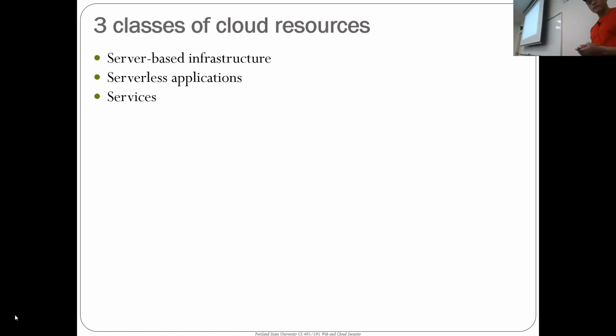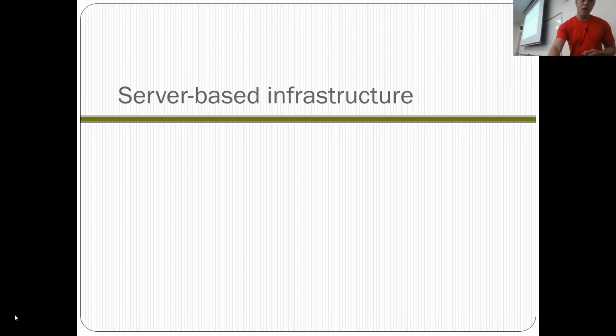I'm going to now give an overview of the kinds of things that are being deployed in the cloud. I'm going to group these into 3 areas. The first thing is server-based infrastructure. The next thing is serverless applications. And then the last thing is services themselves. We'll start with the first class, which is server-based infrastructure.